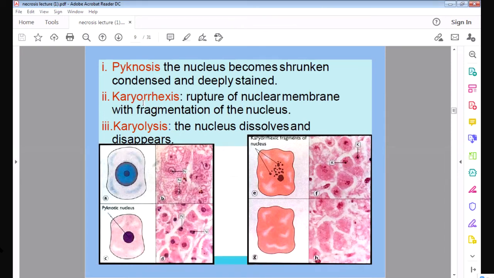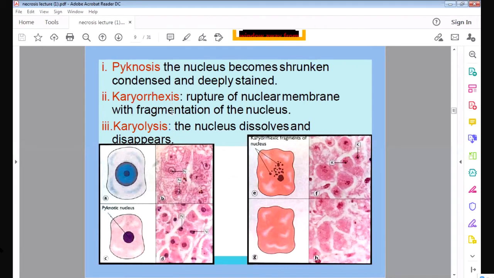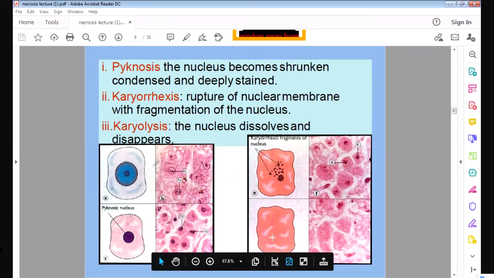Then what is karyorrhexis? Karyorrhexis means the small nucleus will break into small pieces. You can see the nucleus is breaking into small pieces. That is called karyorrhexis, the fragmentation or breaking of the nucleus. Finally, what will happen? After this, the nucleus will be dissolved. The small fragments will disappear. This is called karyolysis. So the nucleus dissolves and disappears.